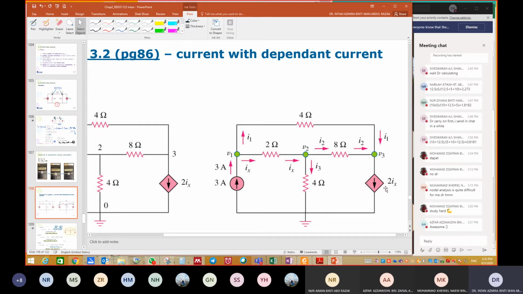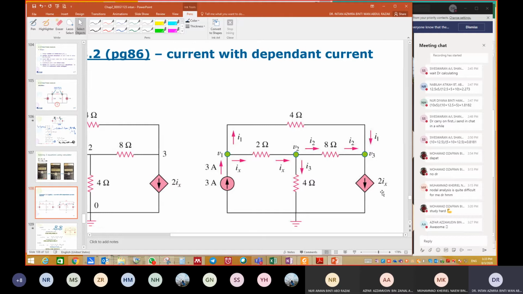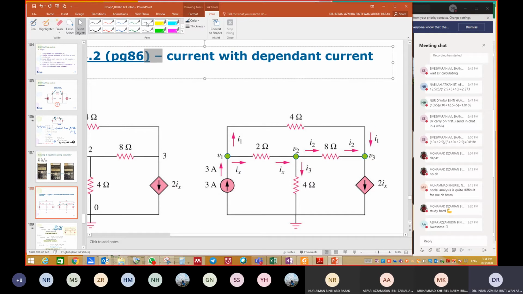How about the current here? It must be the same name as 2IS. So this is 2IS. Okay, 2IS is a current source. It will leave the node. Okay, 2IX. This is 2IX. Same.